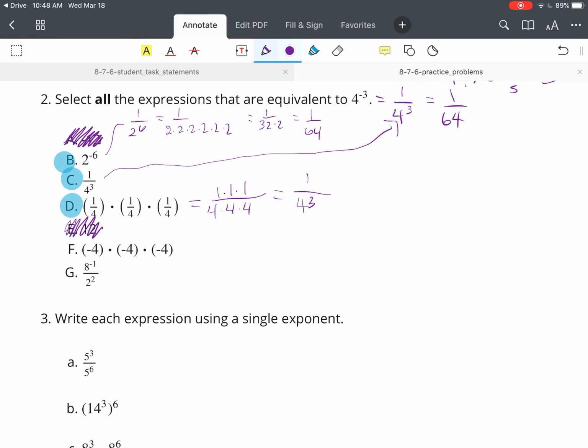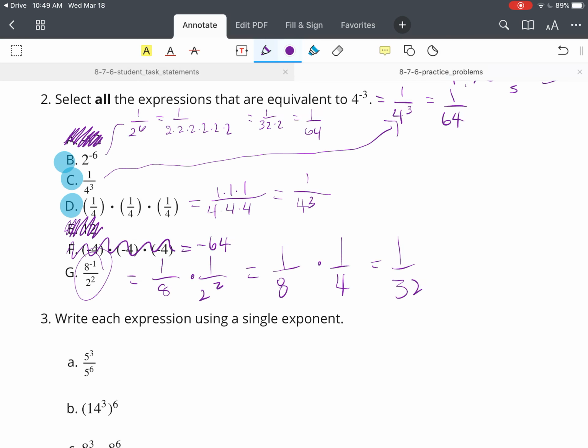12. No. Negative 4 times negative 4 times negative 4. Nope. Let me say this again. Negative exponents does not mean negative answers. Okay? This is actually equal to negative 64. And then this, let's see. 8 to the negative first, well, that's going to be 1 over 8 times 1 over 2 squared. That's 1 over 8 times 1 over 4, 1 over 32. Nope.